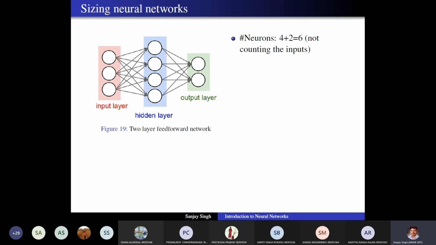Even if you come across a diagram drawn like this, you should not count those circles from the input layer.